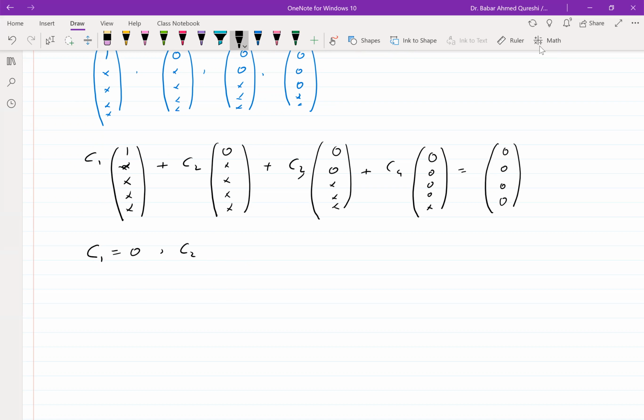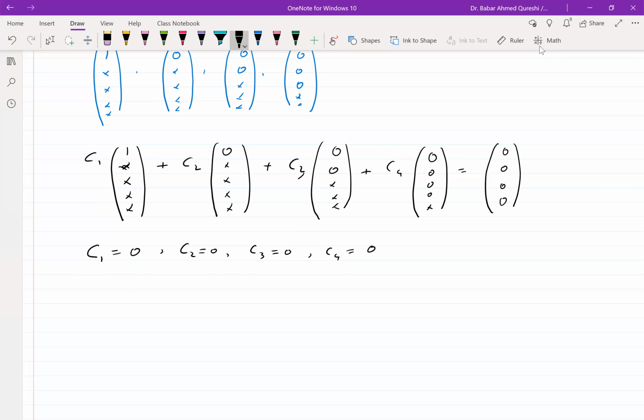Similarly, if C1 has been put equal to 0, the second entry in the second vector is non-zero, but in the rest of them, the second entries are 0. So I have already put C1 equal to 0, and I want to somehow make the zeros by combining the rest in the second entry. So the only option is that C2 is 0 and then C3 is 0, because C3, where you have found the 0, you cannot cancel it against some entry from C4. So these are the only options you have.